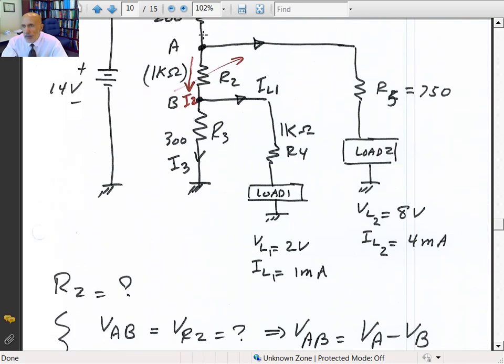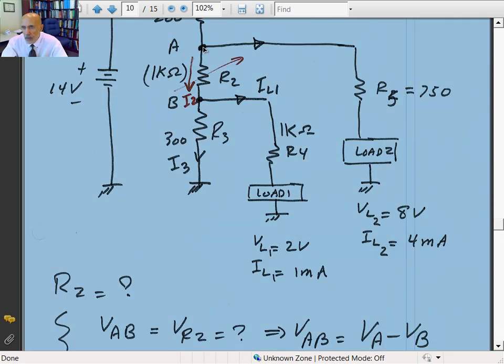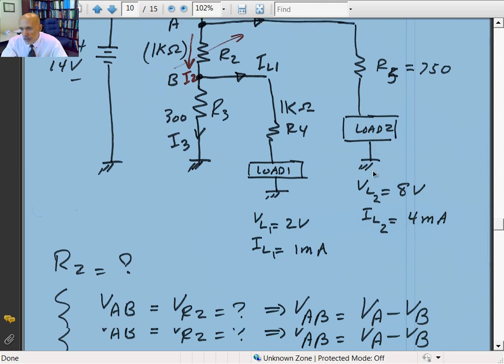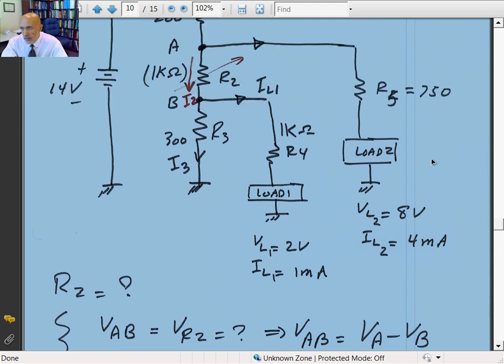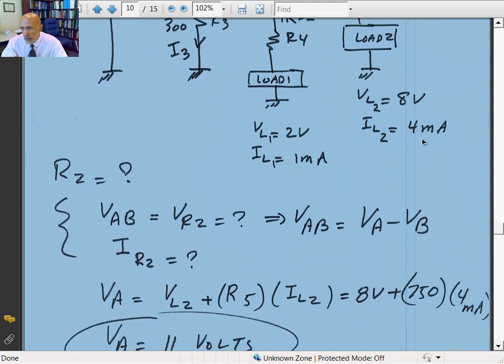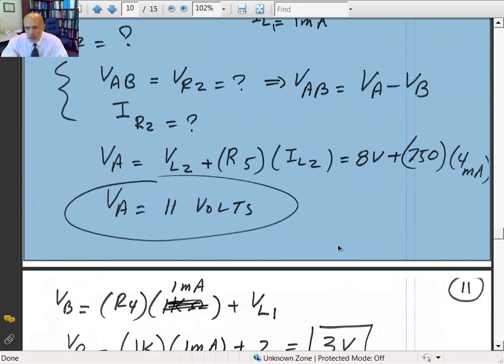Now if I look at V sub A, which is this voltage from this point to the ground, which is the same voltage across R5 and the load 2 to the ground. But we know how much current is going here. It's 4 milliamps. So I can calculate the voltage VA. It's R5 times 4 milliamps plus the voltage across the load number 2. So V sub A would be equal to V sub L2 plus R5 times I L of 2. 8 volts for V sub L2, 750 times 4 milliamps rated current. That gives you 11 volts.